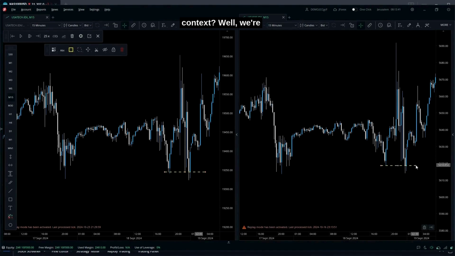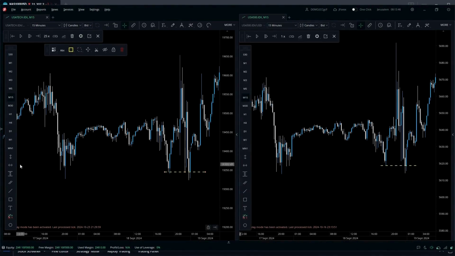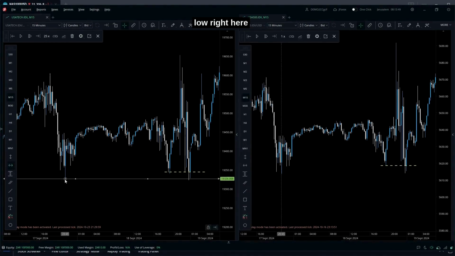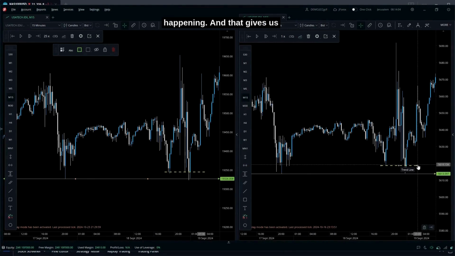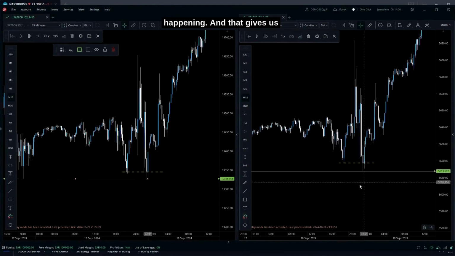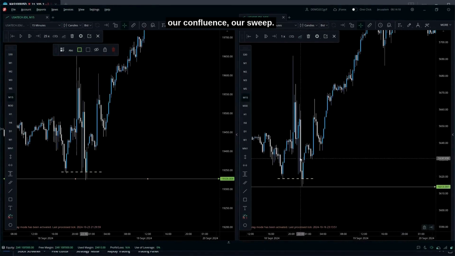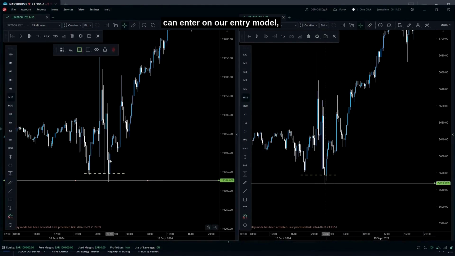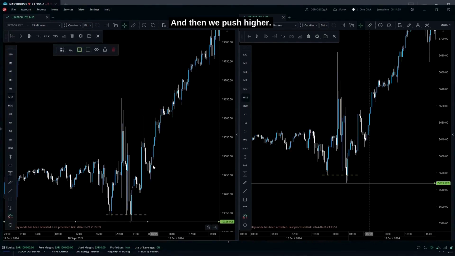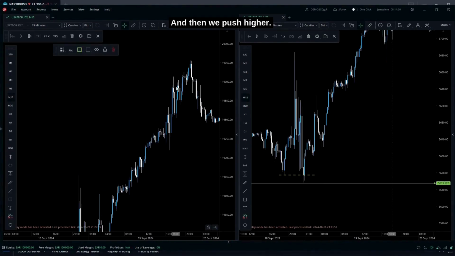And what's our context? Well, we're also taking out this low right here on NASDAQ, but we didn't take out that low on S&P, and so therefore we've got an SMT divergence happening, and that gives us our confluence, our sweep, everything we need. So then we can enter on our entry model, whichever, or off of a retracement, and then we push higher.